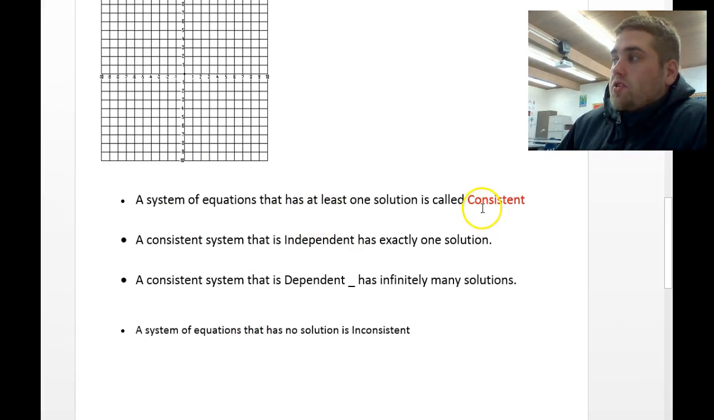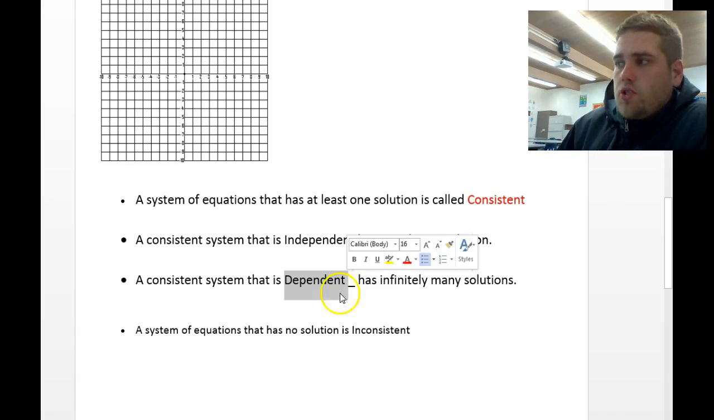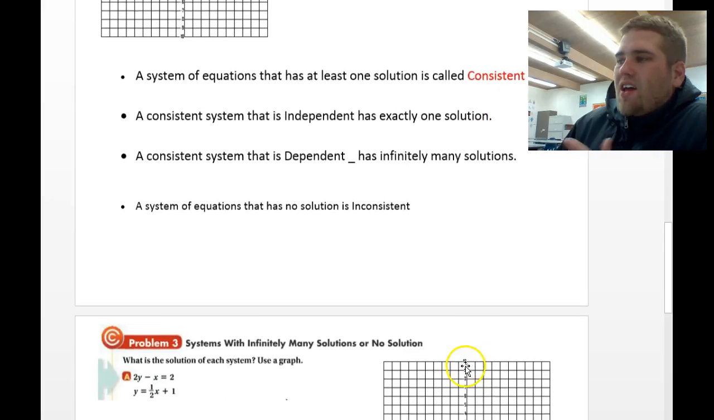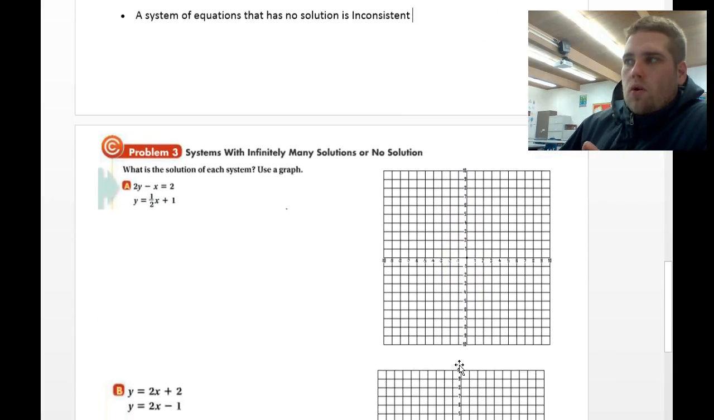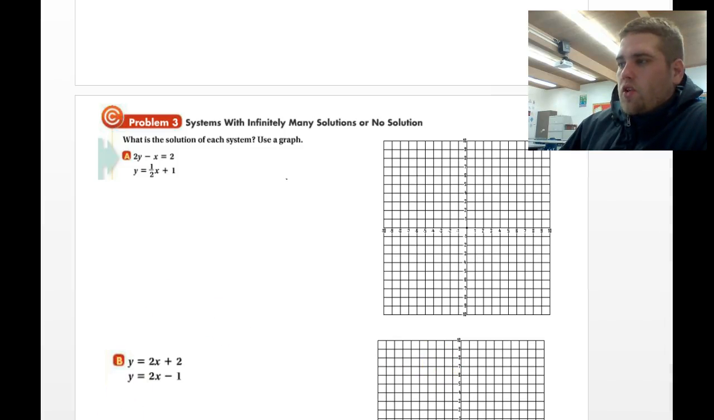Okay? So once again, just to recap, and excuse me for the conversation, a system of equations that has at least one solution is called consistent. A consistent system that is independent has exactly one solution. A consistent system that is dependent has infinitely many solutions, and a system that has no solution is called inconsistent. Okay, that's just there to help you guys put words to what we're talking about, not really life altering.